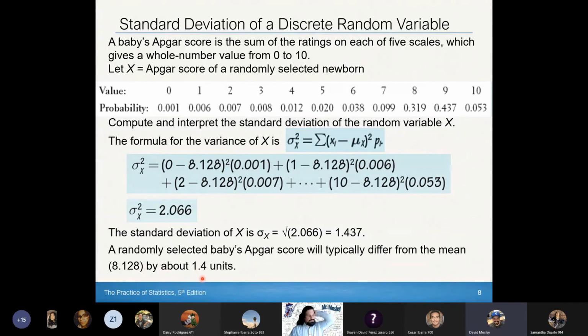When you have to round your answer, which typically happens when you're taking the square root of some number and get a crazy decimal, you're going to round it. Don't say it will typically differ from the mean by exactly 1.4 units, because it's not exactly 1.4. It's about 1.4, or roughly, or approximately, or close to. You want to use verbiage that says it is close to, but not exactly, that number, because you're rounding.